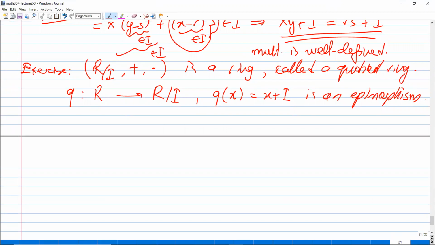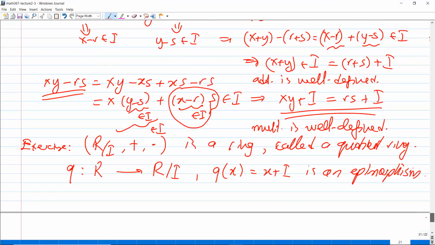I guess my time is up, almost more than 35 minutes, so I will finish here. In the next lecture, I will start with isomorphism theorems. Okay, bye.